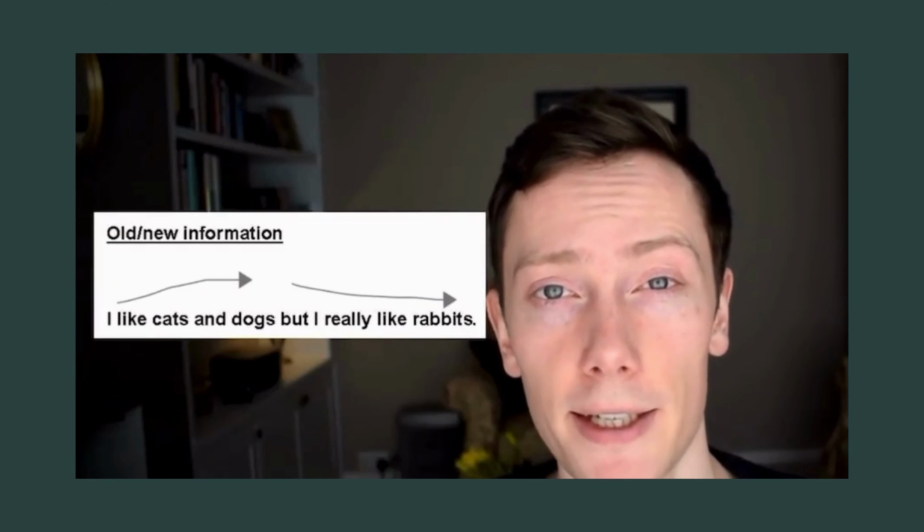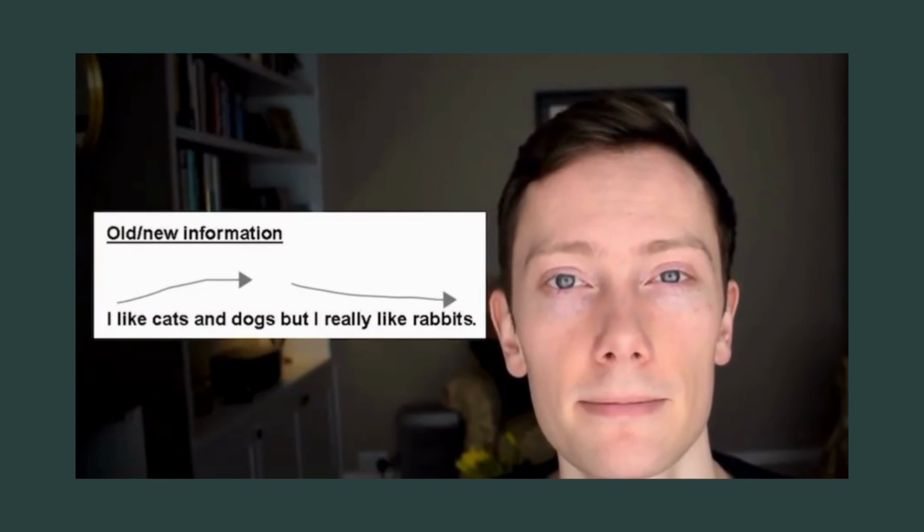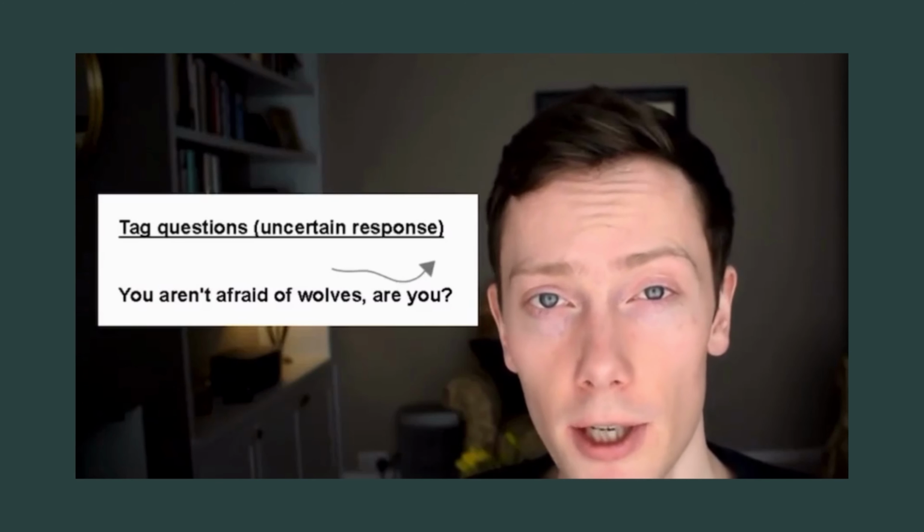Intonation often rises with old information and falls with new information. I like cats and dogs, but I really like rabbits. In question tags, the intonation falls, then rises if the answer is uncertain. You aren't afraid of wolves, are you?